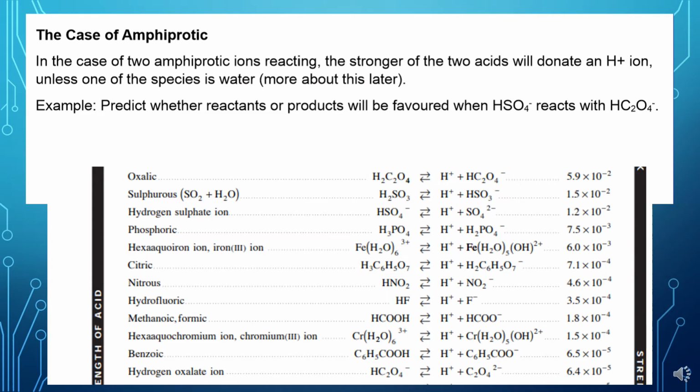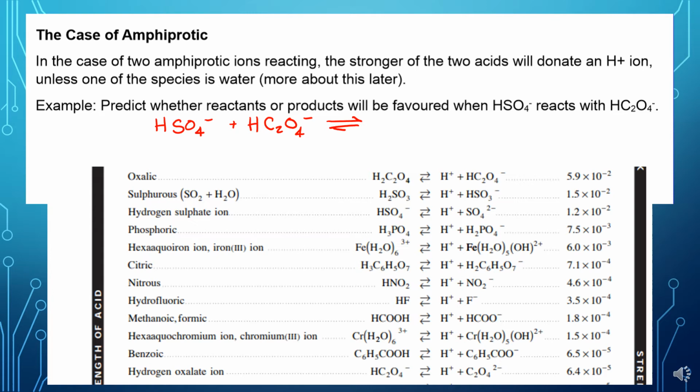Now in this next scenario, we've got a case of amphiprotic. So we're actually going to have to compare a few things on the chart. It says, predict whether the reactants or products will be favored when the hydrogen sulfate ion reacts with HC2O4 minus. Okay, so we've got hydrogen oxalate ion and hydrogen sulfate ion. So I'm going to begin by writing this out, and then we're going to determine which one is the acid and which one is the base for that forward reaction. So for this one, I don't have a case where only one can act as an acid. Both of them can act as an acid, both can act as a base.